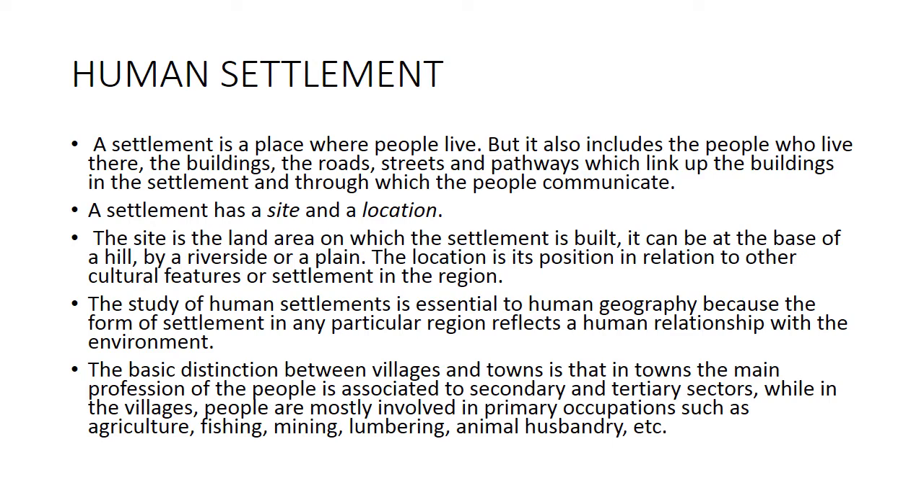The basic distinction between villages and towns is that in towns, the main profession of the people is associated with secondary and tertiary sectors, while in villages people are mostly involved in primary occupations such as agriculture, fishing, mining, lumbering, animal husbandry, etc. So, people in city or metropolitan areas are engaged in secondary and tertiary activities, whereas people in rural areas are engaged in primary activities like animal husbandry, agriculture and fishing.